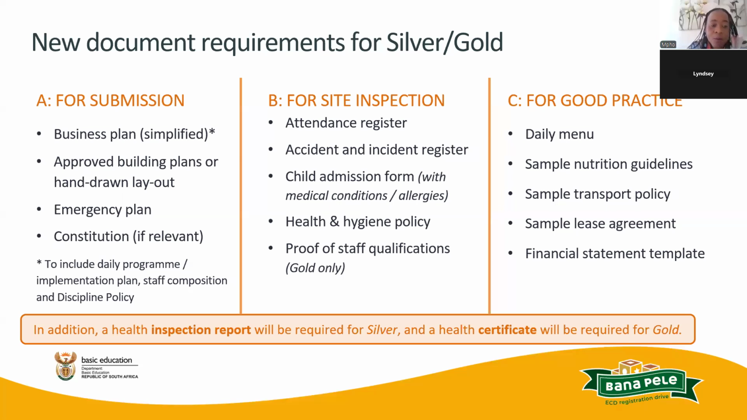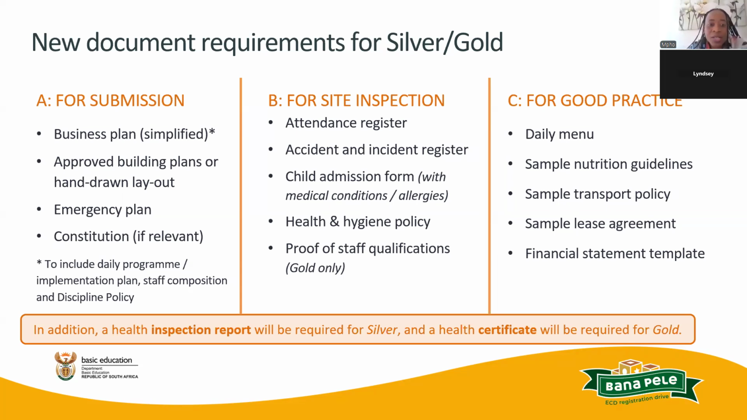Here we'll also include the daily program, the implementation plan, the staff composition, and the discipline policy, which will be included in the business plan. So these are the ones for submission. Then for inspection, when we come and visit on-site, we'll need to have the attendance register, the accident and incident registers that you use, the children's admission forms that will indicate the particulars of a child and also some of the conditions that are there, the health and hygiene policy, and also proof of staff qualifications.